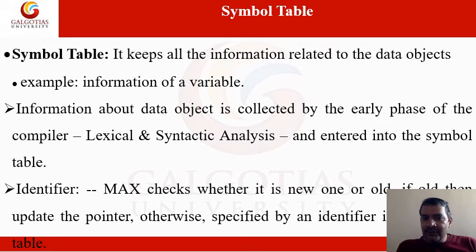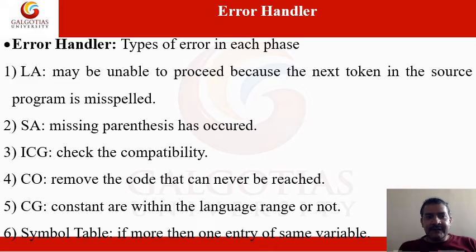First of all you check whether it is a new one or an old one. If it is an old one, then update the pointer within the symbol table. Otherwise, specify it by an identifier and enter an entry into the symbol table. You just need to check whether the incoming stream of tokens, which may be an identifier or whatever it is, is a new one or an old one. If it is an old one, just update the pointer, else make the entry for that identifier in the symbol table. Next is the error handler.